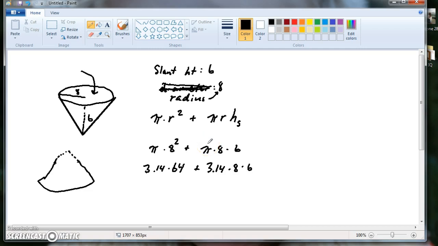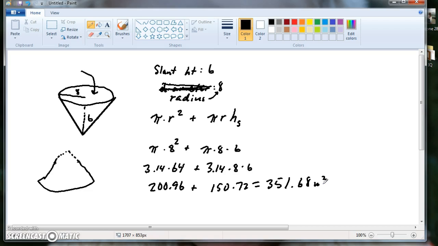So when I multiply that all out, 3.14 times 64 is 200.96. That's the top. And my drawing isn't very proportional, so the top is way bigger, because it's 16 across for the diameter but only 8 for the radius. And then 3.14 times 8 times 6 equals 150.72. When I add those two up, I get 351.68 units squared. They're only looking for the other part.